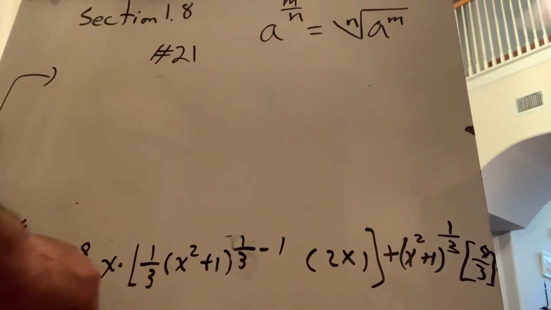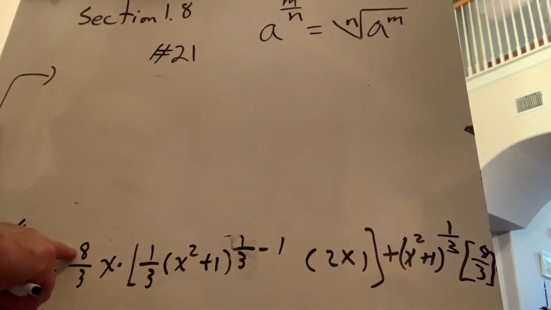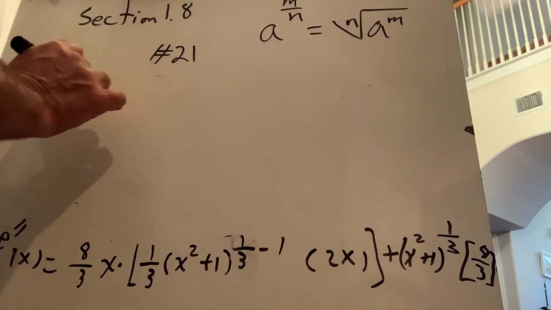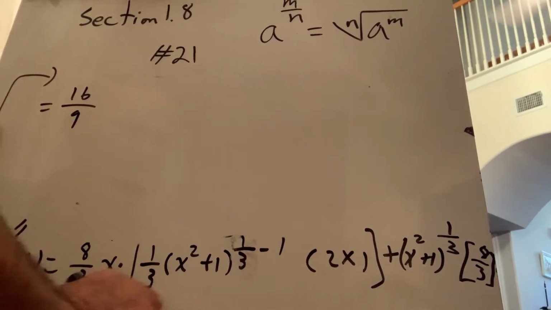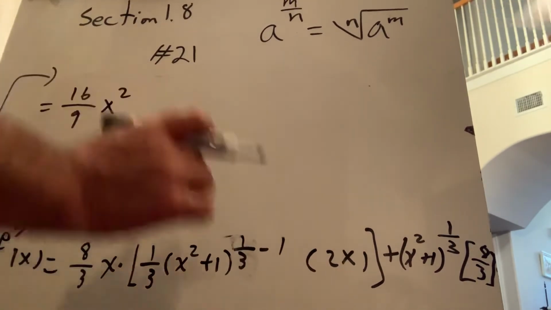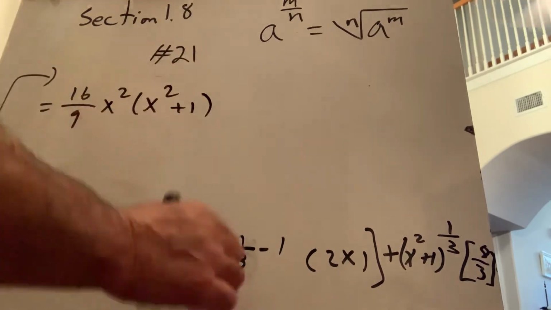So first of all, I'm going to multiply everything across. So 2 times 8 becomes 16. And then 3 times 3 becomes 9. So that'll become 16/9. I'm just multiplying all the numbers together. And then I'm going to put the x times another x, which gives you x squared. And then, of course, times (x squared plus 1) to the 1/3 minus 1.